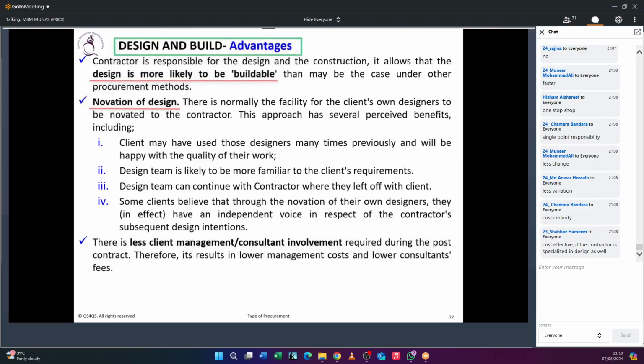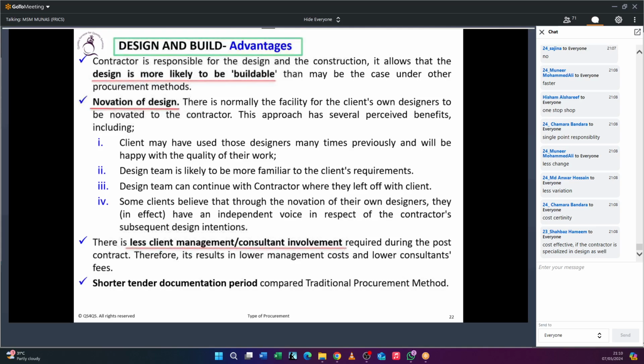But even if the client likes it, the contractor maybe doesn't like them. Okay. But compared to the traditional procurement route, do you need to pay more money to the consultant under design and build? No, because the design is not done by the consultant, so those design fees are also saved. So compared to the traditional, design and build procurement is a little cost saving.